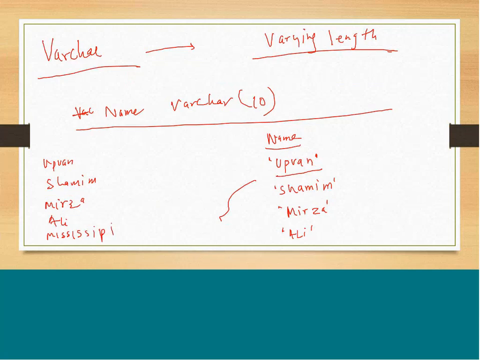The string that I want to insert in this particular field is Mississippi. Count the number of characters: 1, 2, 3, 4, 5, 6, 7, 8, 9, 10, 11. If I try to insert this particular string in name, which has a length of varchar 10 only, we will not be able to do that. There will be an error, index out of bounds.